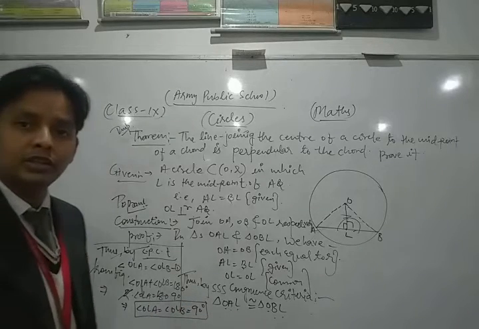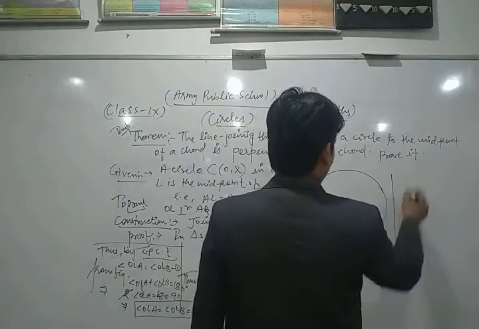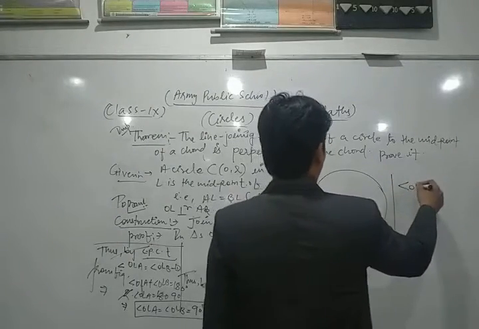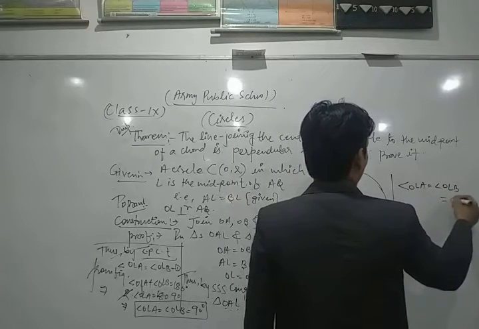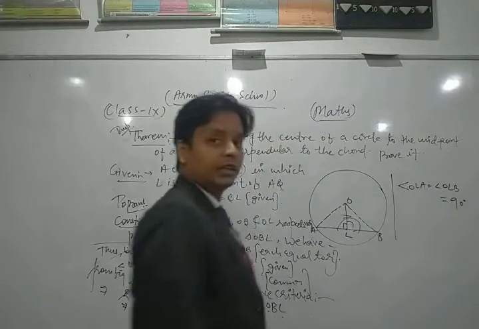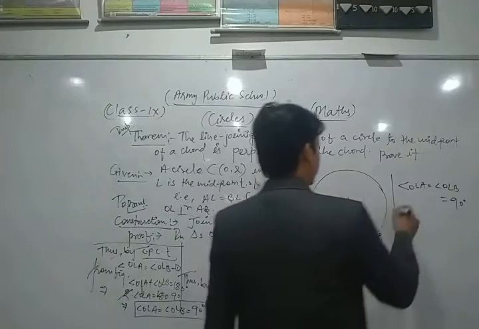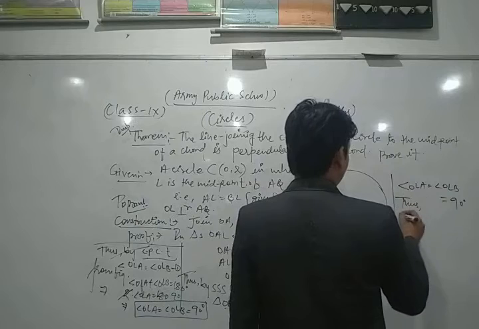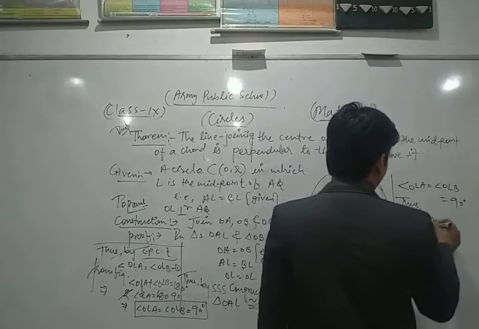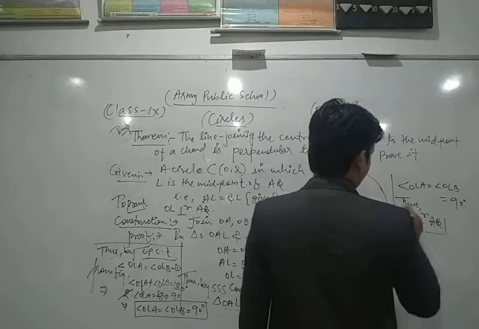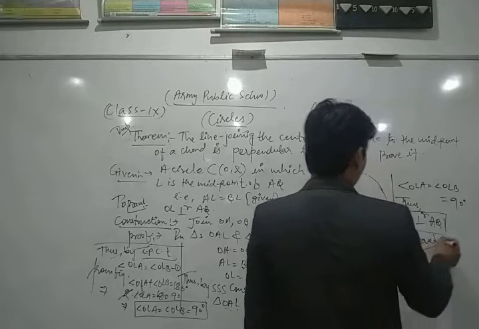Thus, dear students, in this way we have shown that angle OLA is the same as angle OLB, equal to 90 degrees. Thus, we can say that OL is perpendicular to AB. OL is perpendicular to AB, hence proved.